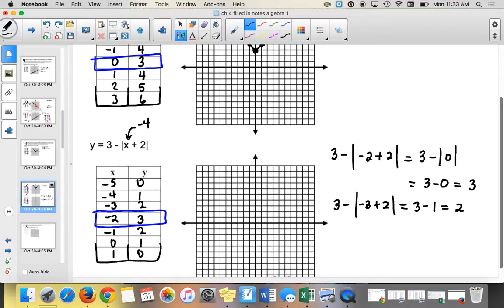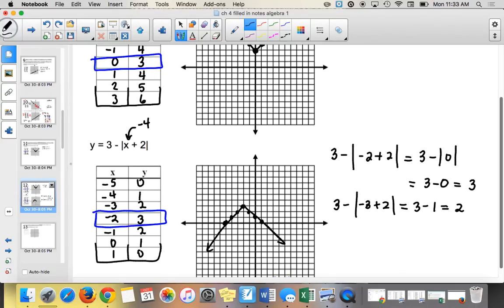So as we sketch it out, I get negative 5, 0, 2, 3, 4, 5. I have negative 4, comma 1. I have negative 3, comma 2. Negative 2, comma 3. Negative 1, comma 2. What's happening here? 0, comma 1. 1, comma 0. It's an upside down V, exactly.